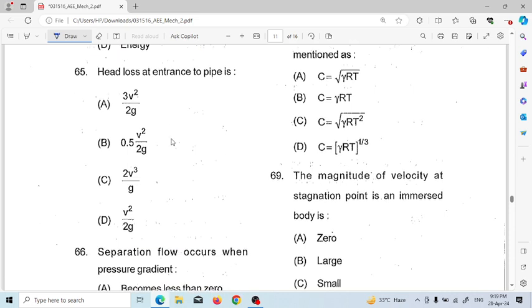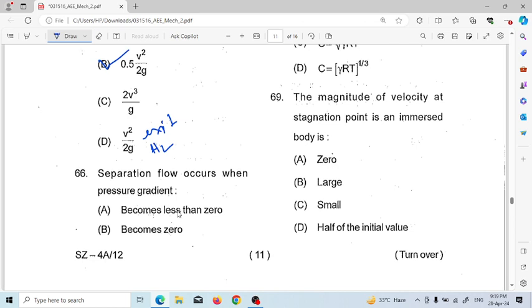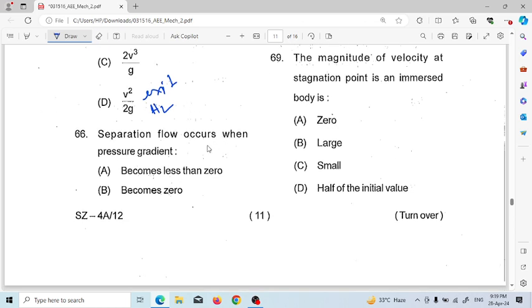So head loss at the entrance of the pipe is 0.5 V square by 2g, and at the exit, head loss is V square by 2g. This is exit head loss. Next, separation of flow occurs when the pressure gradient dp by dx is less than 0. So dp is equal to p2 minus p1 divided by change in length, which is negative.